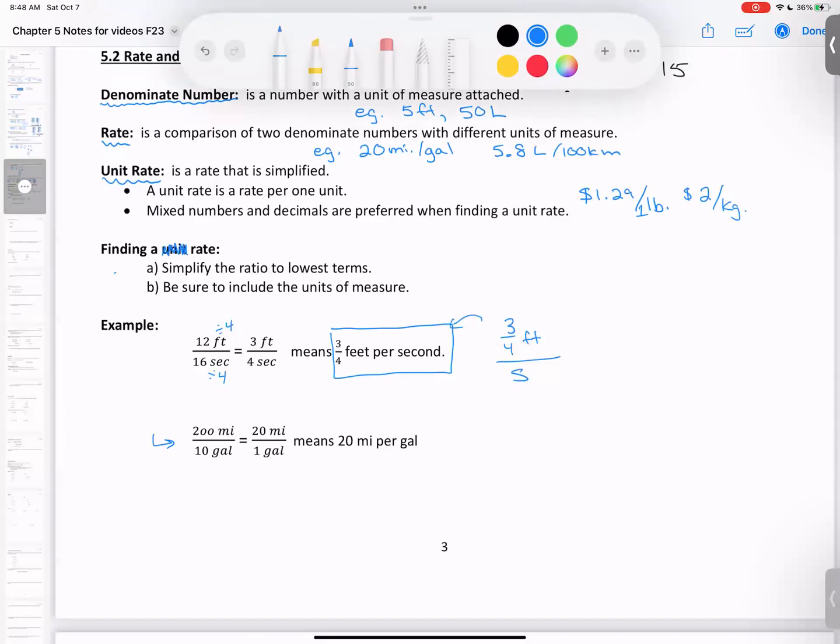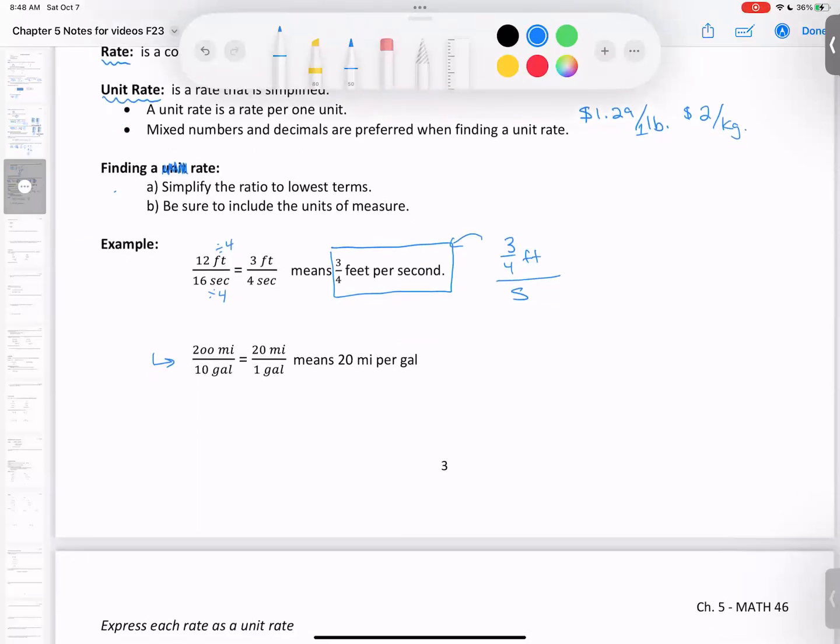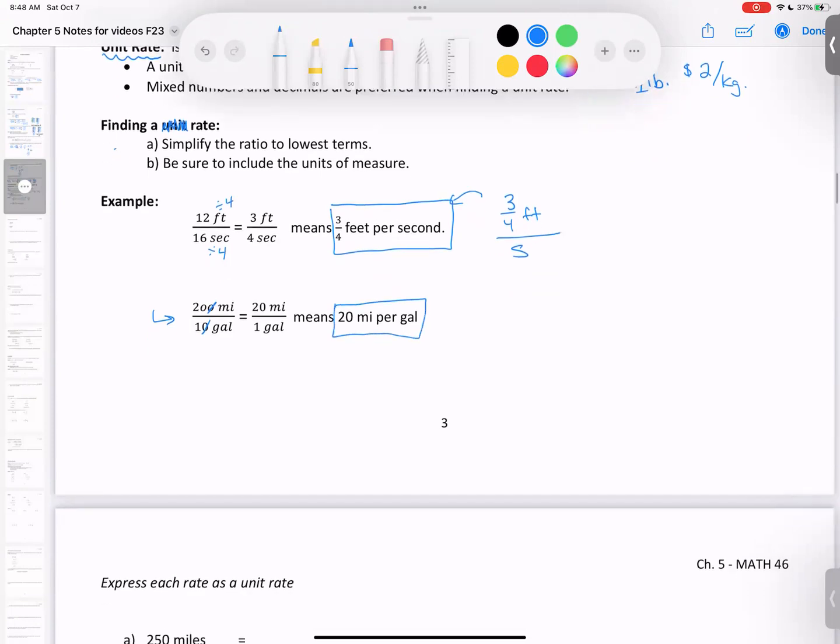This next example then is a little bit easier when we're thinking about unit rates. Let's look at it more carefully. So here we've got 200 miles per 10 gallons. I'm going to divide both of those by 10 to get 20 miles per every 1 gallon. So this would be 20 miles per gallon, and that is a true unit rate.